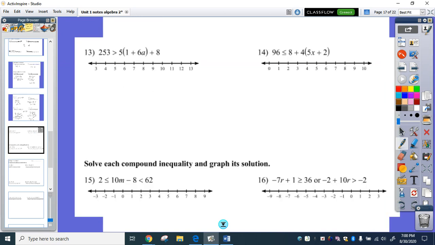Only a few more of these to take a look at. So the problems are just going to continue to grow in their difficulty level, but they're still completely solvable problems. So let's take a look here.